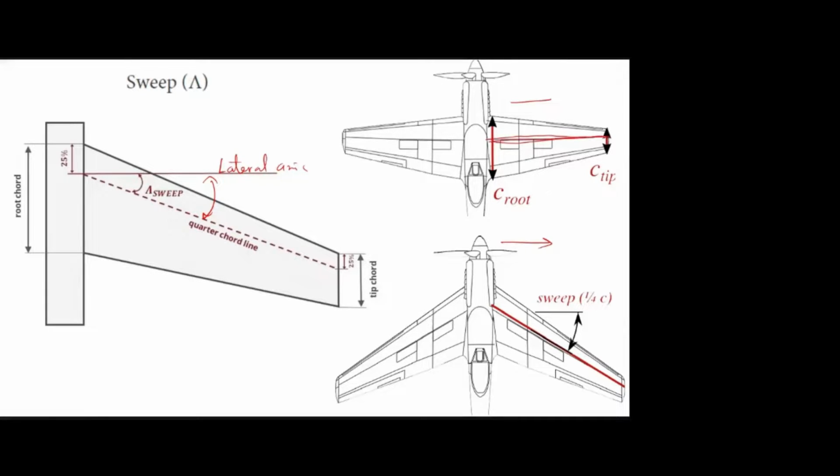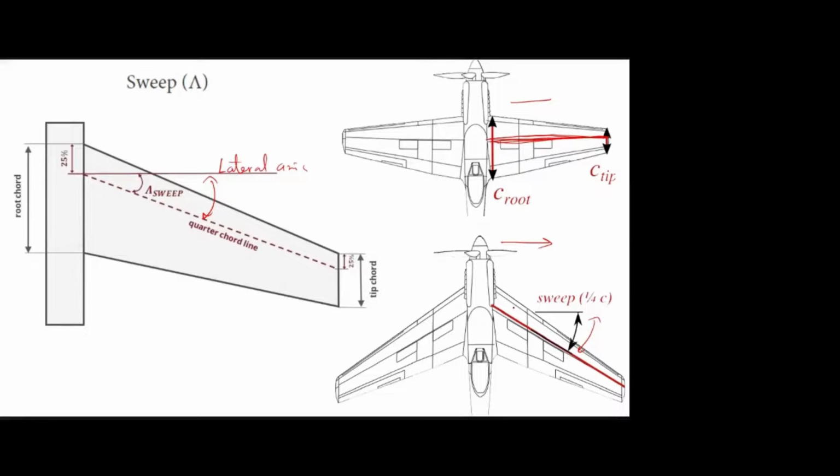Here it is straight. Even though the wing is tapered, this quarter chord line is straight. And here also it is tapered. You can see the chord varies. Here it is very high, here it is very less. So this is a tapered wing, but the quarter chord line is deflected rearward for this sweep angle.